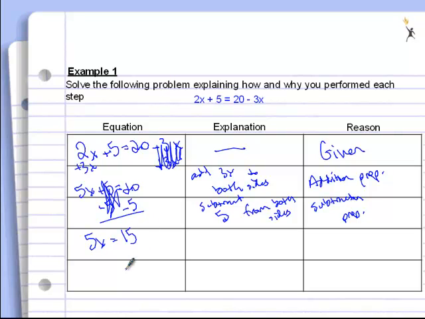And now how would I solve this? Well, I would divide both sides by 5. And again, the explanation for that is divide both sides by 5 using the division property. Well, when I do that, the 5's cancel out and I get x equals 15 divided by 5 is 3. I don't need to do anything else. I am done.